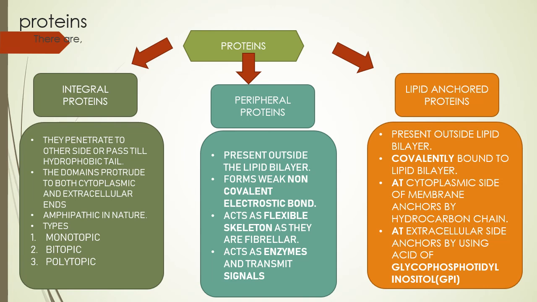Next is peripheral protein. They are present outside the lipid bilayer and they form non-covalent interactions, which are weak bond interactions. They are fibrillar in structure, so they act as a flexible skeleton to the cell. Sometimes peripheral proteins act as enzymes and they transmit signals.